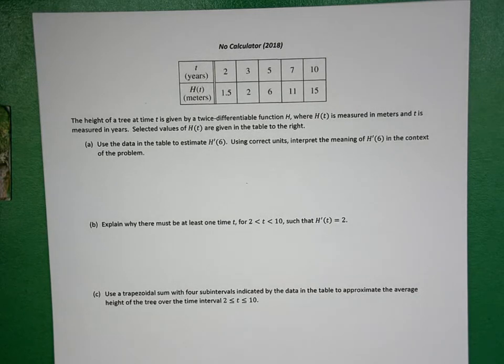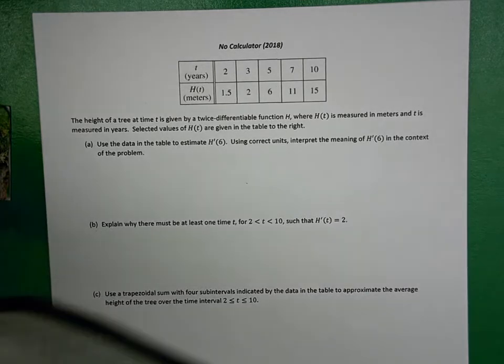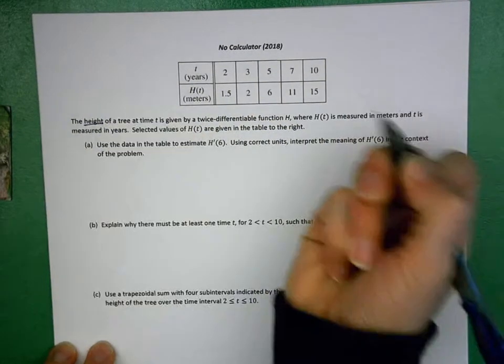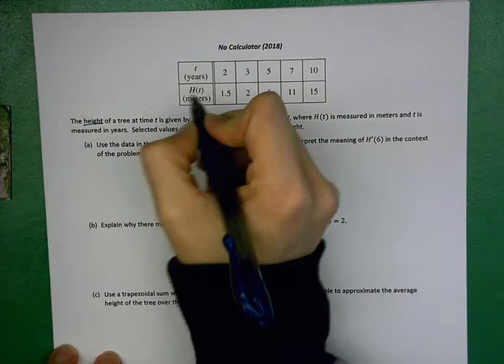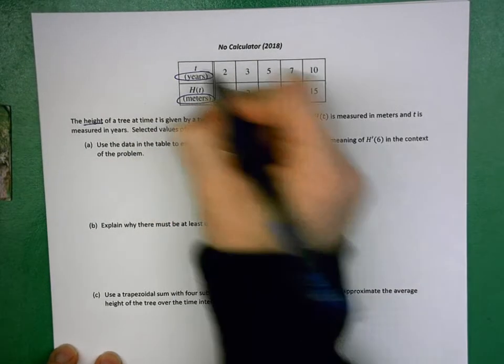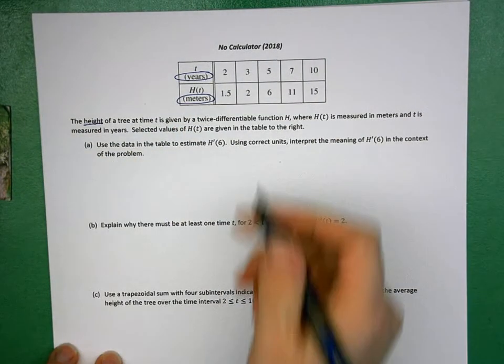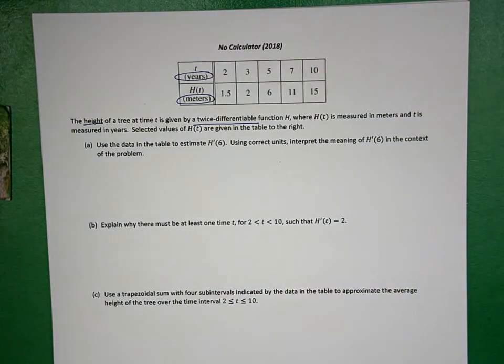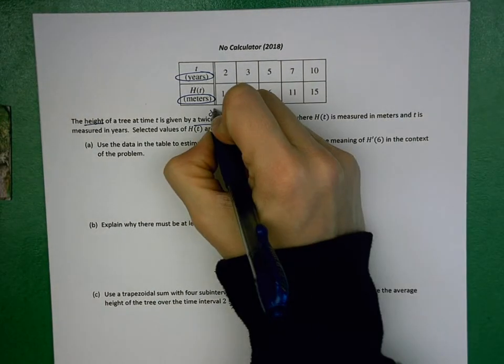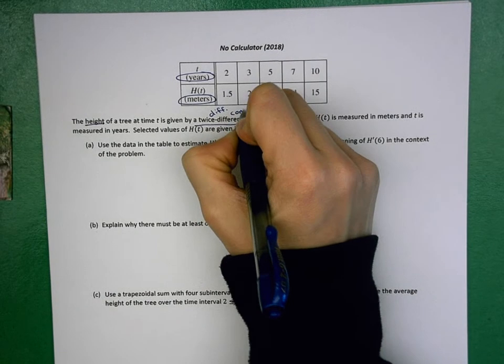So, no calculator 2018, we have the height of a tree at time t is given by a twice differentiable function h. So I'm looking at height here, so I'm thinking potentially some sort of position. I always take note of my units. So in this case, I know it's meters for my h, height. Twice differentiable, so I can take 2 derivatives if I want. It's differentiable, it's continuous. So I'm thinking potentially maybe IVT or MVT.